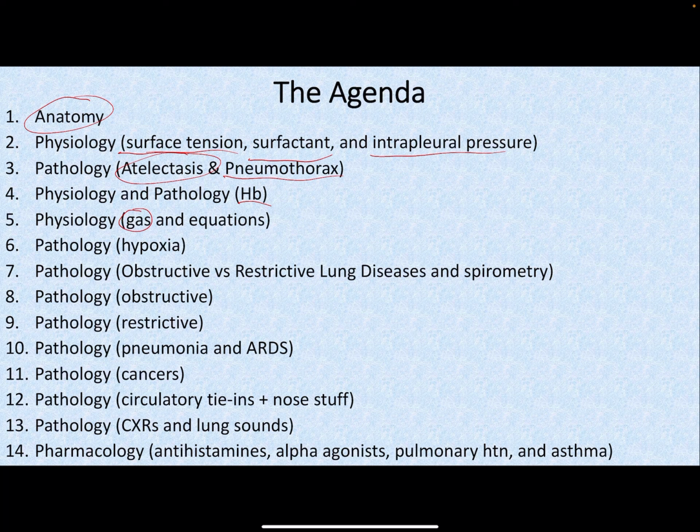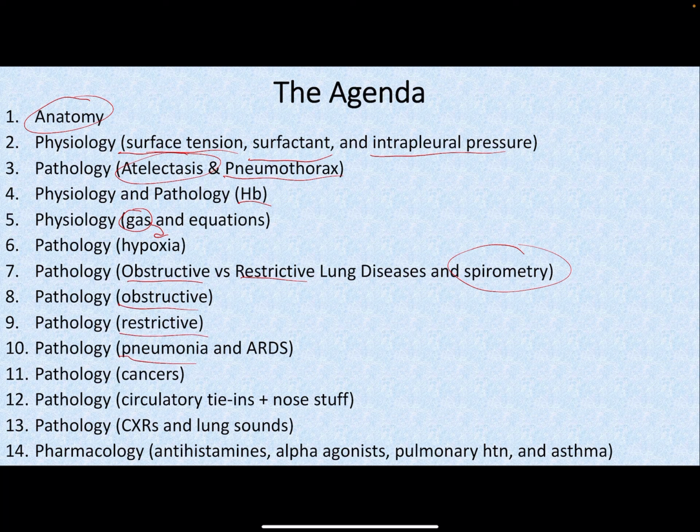Gas always confused me. I couldn't find good explanations online, so I'll go into a little bit of depth there. This helps us understand the different forms of hypoxia. Then we're going to jump into obstructive versus restrictive lung disease, how you can differentiate them using spirometry. Emphasis on obstructive, emphasis on restrictive.